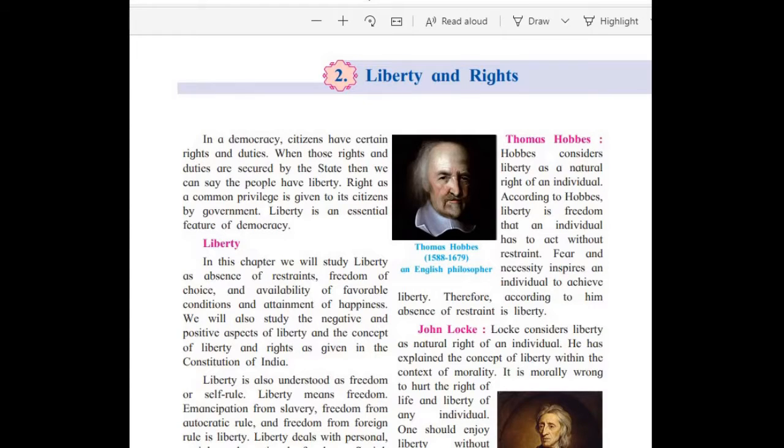every citizen in a country, whether you belong to India, Pakistan, or any other country, has certain fundamental rights. So liberty and rights are given to its citizens by the government. And liberty is an essential feature in democracy.